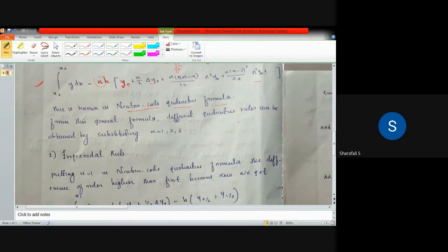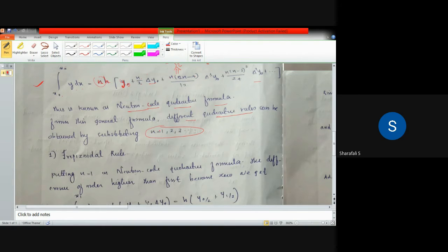And in this general quadrature formula, we can substitute n equal to different values, n equal to 1, 2, 3, etc. With those n values, we will get different quadrature rules, which means that we will get different rules for definite integration or approximation of the definite integration. Which means numerically we have to calculate those integrals. So this quadrature rule is nothing but the approximation of those definite integrals.